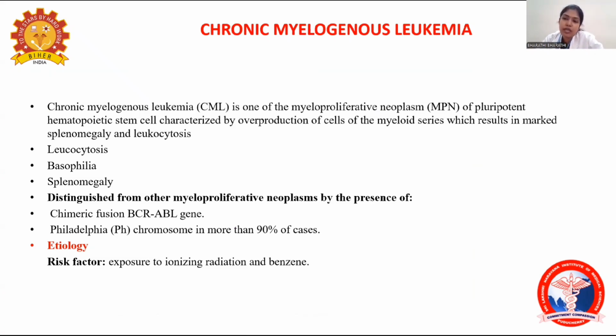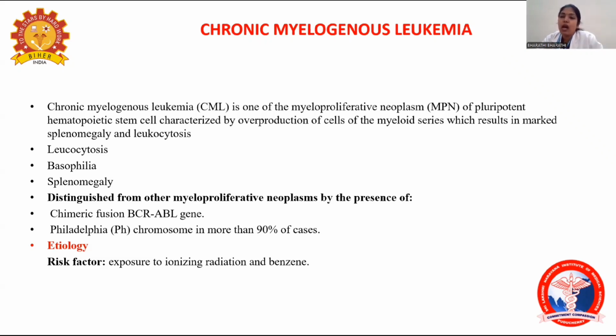So what is the definition of CML? It is a myeloproliferative disorder of pluripotent hematopoietic stem cells, which is characterized by marked leukocytosis, that is, a marked increase in the WBC count, up to lakhs. The patient will be having splenomegaly. The patient will be having basophilia.